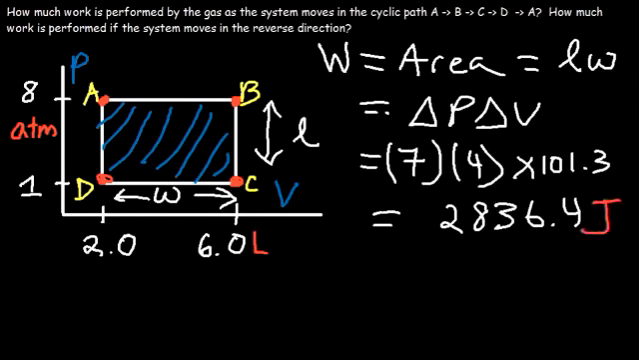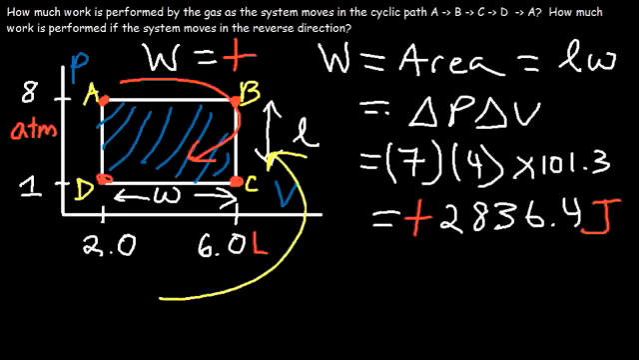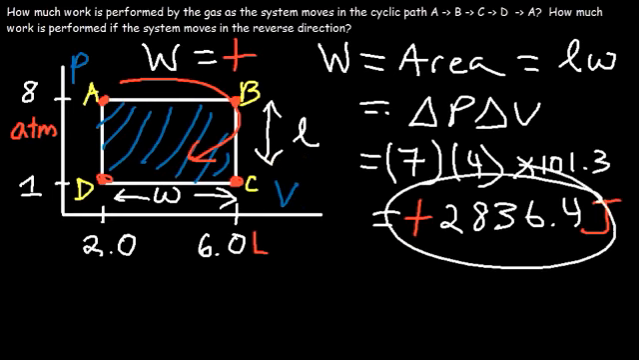Now this answer, is it positive or is it negative? What would you say? It turns out that if you're traveling in the clockwise direction, the work done is positive. Now if you travel in, let's say, the counterclockwise direction, the work done is going to be negative. Now let's prove that. First, we need to prove this answer. To do that, let's calculate the work performed in each step.